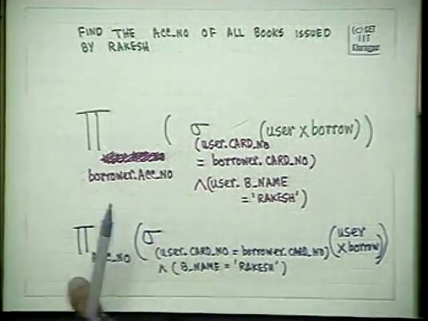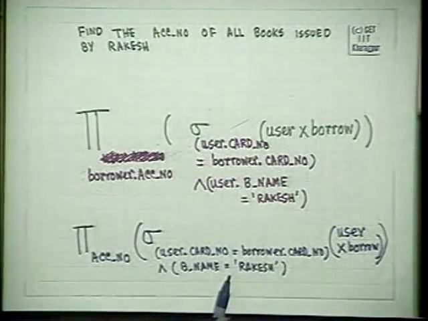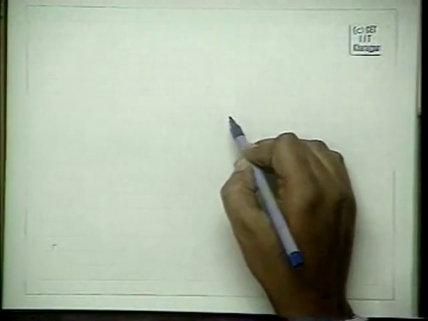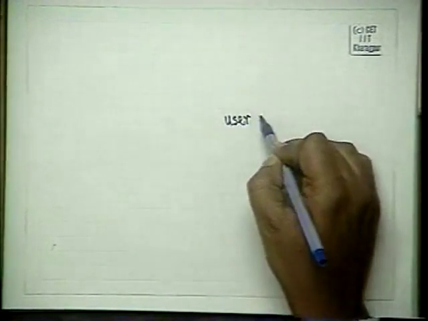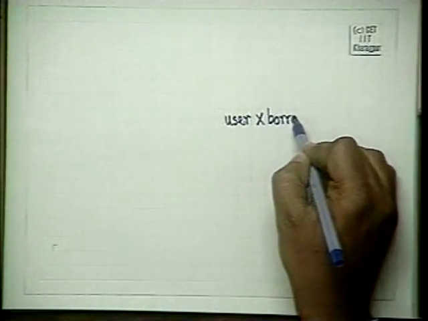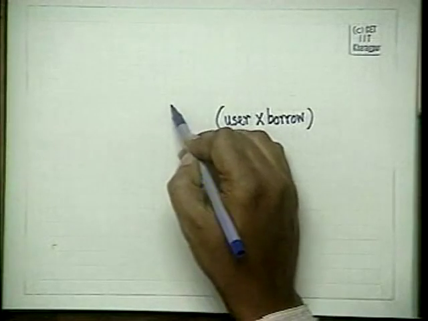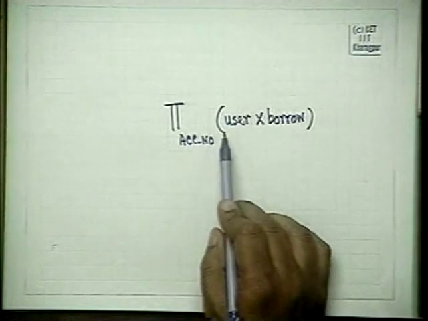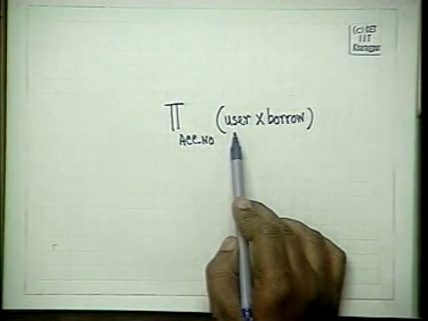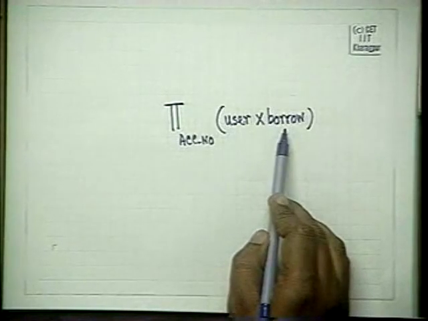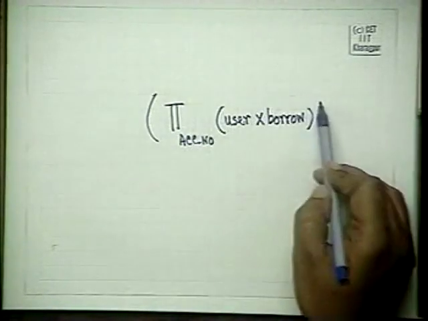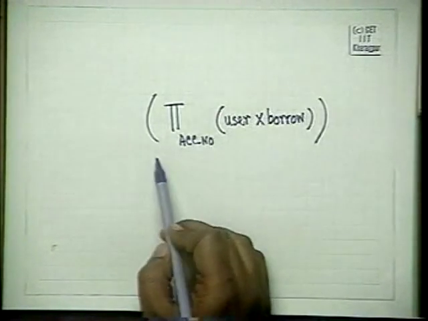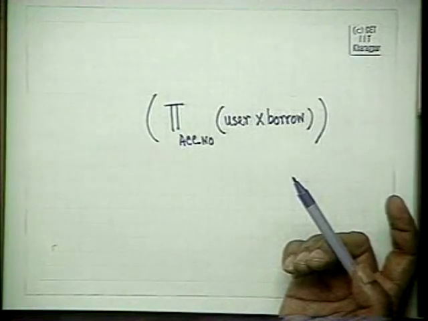If I start interchanging this select and project, I may not get my answer. For example, in user cross borrow, if I first project out the accession number, then I will get all the accession numbers of all the books which have been issued by somebody. And after this, whatever I do, I have got only this attribute accession number. The relation which is returned has got only attribute accession number.